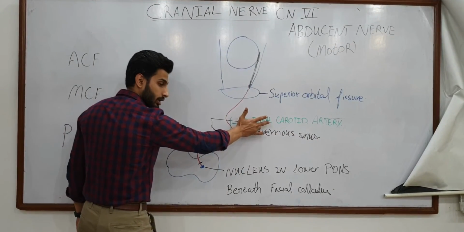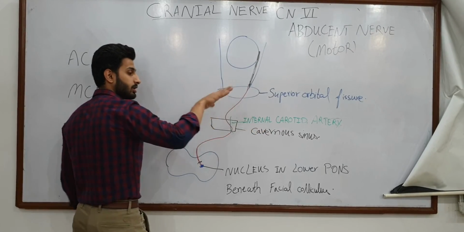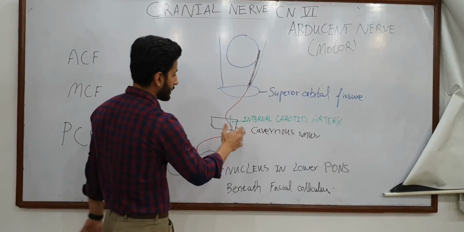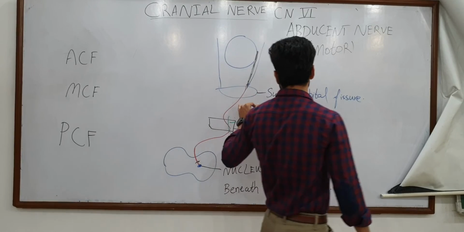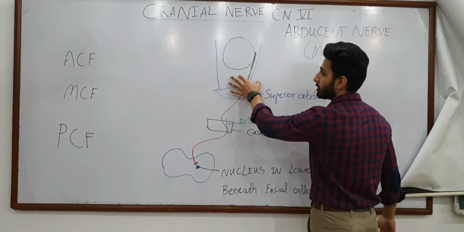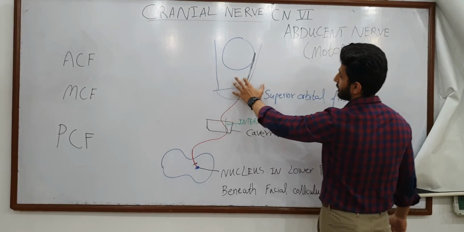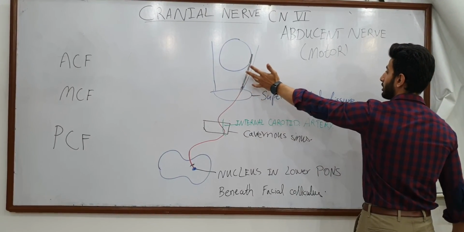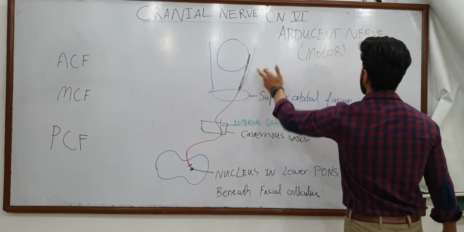First it is lateral to the internal carotid, and then it becomes inferolateral. It exits the cavernous sinus, and then it will enter the orbit through the middle part of the superior orbital fissure. The abducent nerve crosses the superior orbital fissure and supplies the lateral rectus.